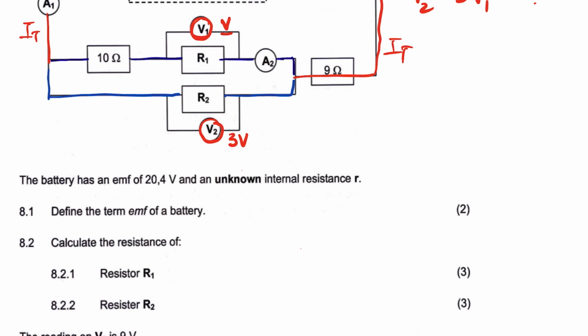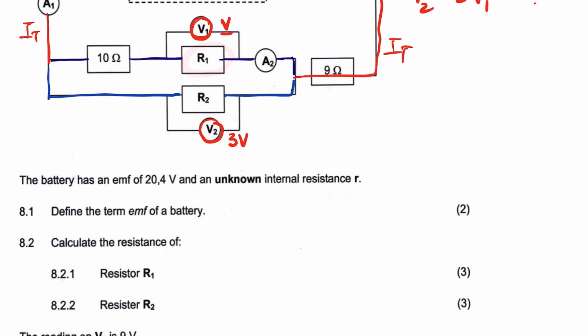8.2.1 says calculate the resistance of resistor 1, R1. We want the resistance of that. Which of the things that we are given here is going to help us? Very important. What is going to help us here is the current and the voltage.